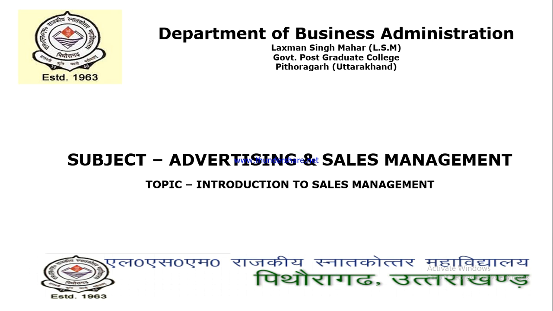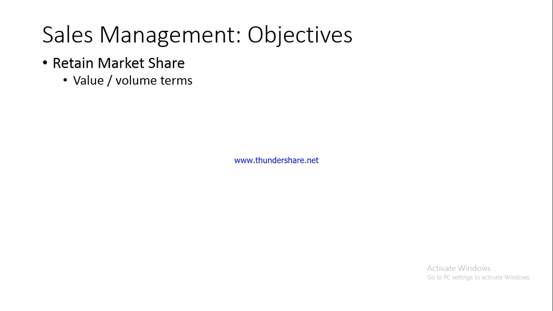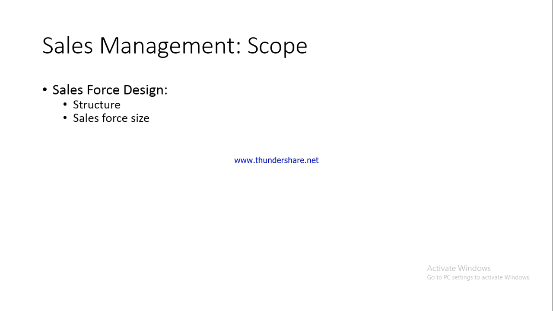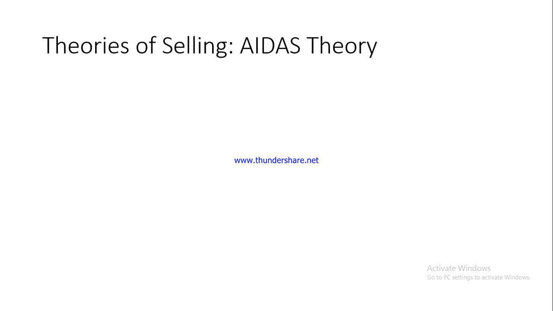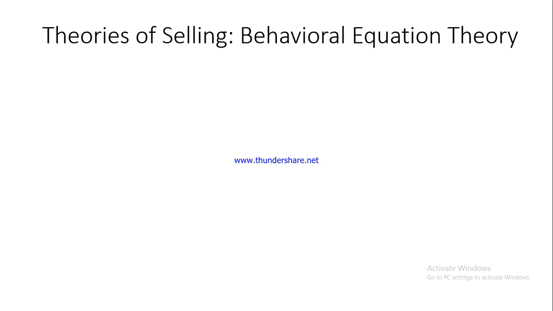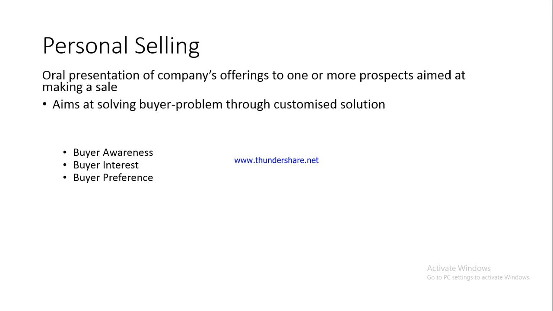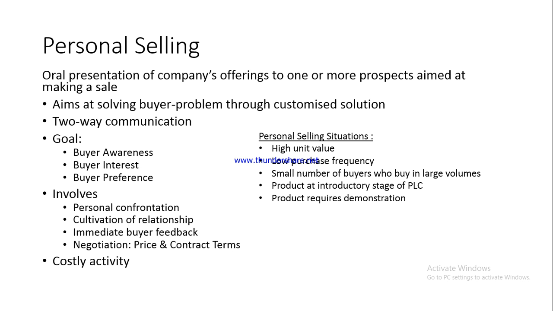Unit 4, which is sales management, we have till now discussed the scope and objectives of sales management. Then we moved on to the different theories of selling, and we discussed 4 of the theories in detail. Then we talked a little bit about personal selling and what all it entails and in which kind of situations it is used.